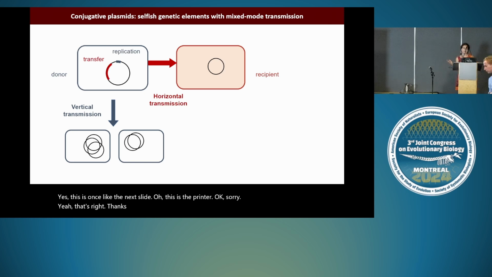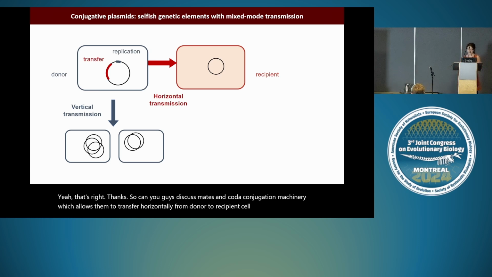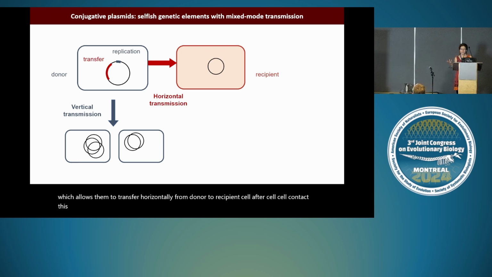So conjugative plasmids encode a conjugation machinery which allows them to transfer horizontally from donor to recipient cell after cell-cell contact. This has a cost to the host, so it is in itself a parasitic behavior from plasmids.